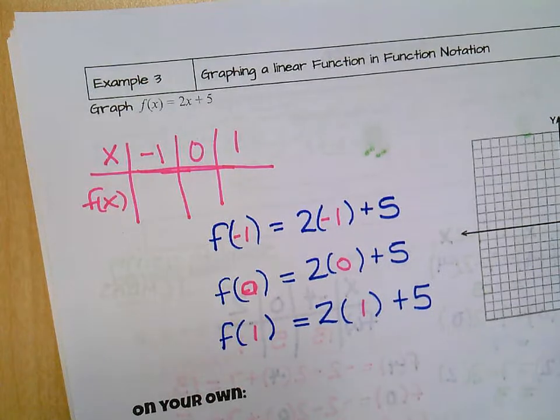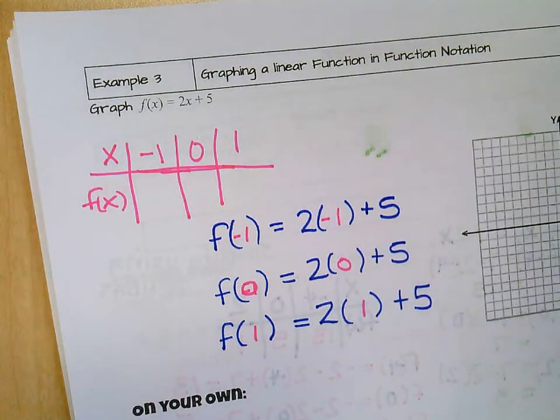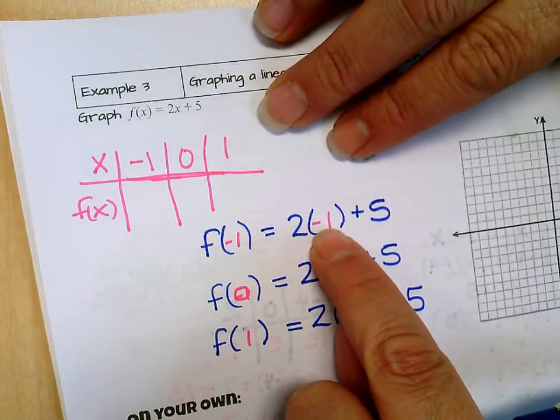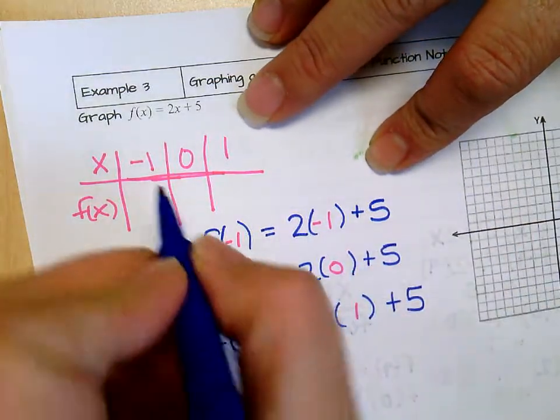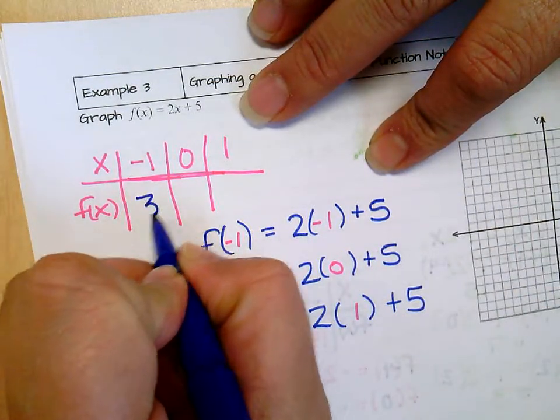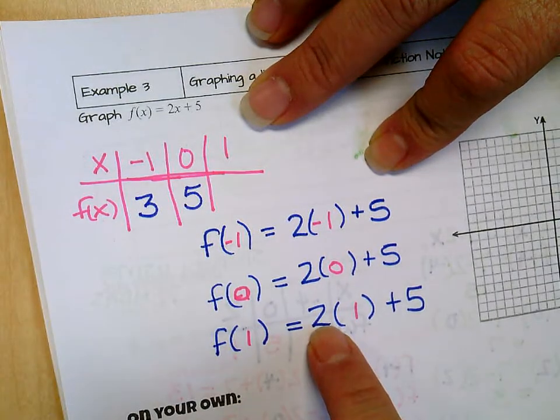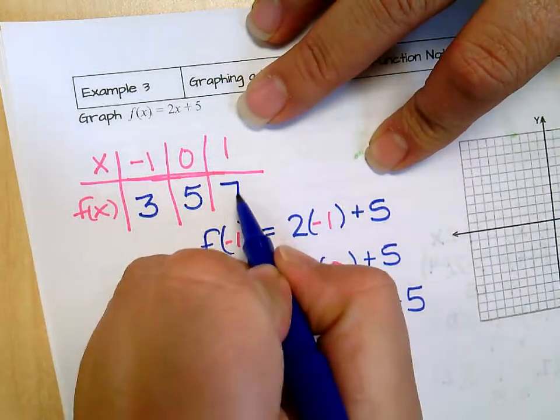Now I know that this is going to be a line because it's a linear function. So here we go. 2 times -1 is -2, plus 5 gives me a 3. 0 plus 5 gives me a 5, and 2 plus 5 gives me a 7.